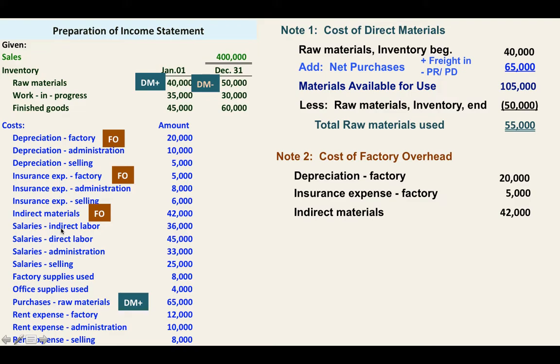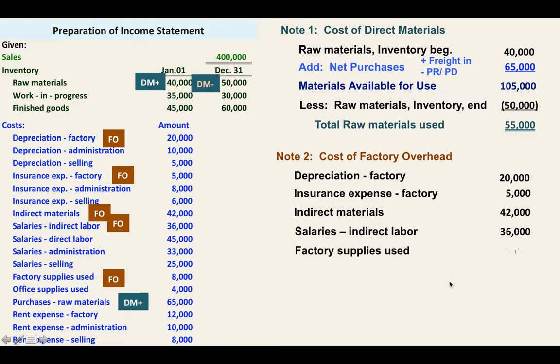And we have learned that indirect labor is also a factory overhead, so we have to include it in the list. Here, direct labor is not part of the factory overhead, and neither are administration and selling. Factory supplies used says factory, so that will be the supplies used for the factory. So we have to include that 8,000. Office supplies, no. Rent expense factory, so we have to include the rent expense factory. So there is none. So this is what we have for the cost of factory overhead.